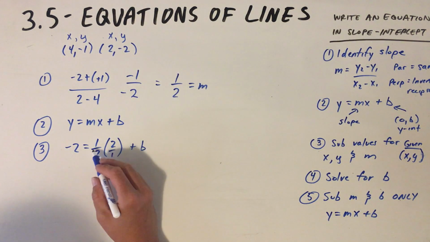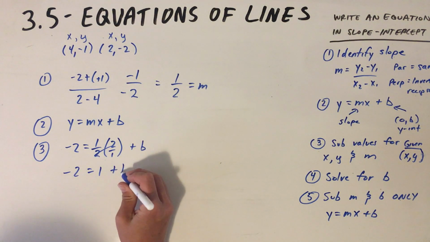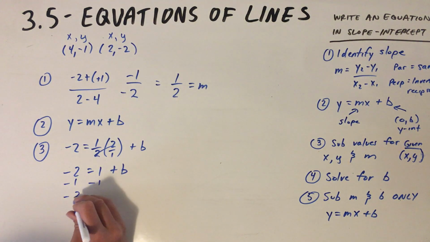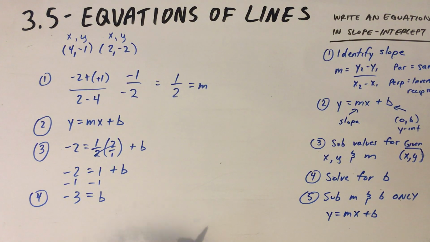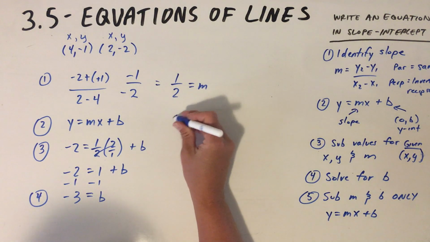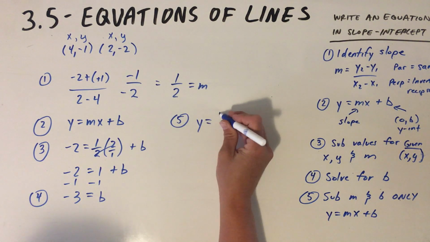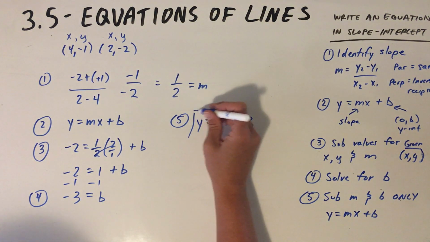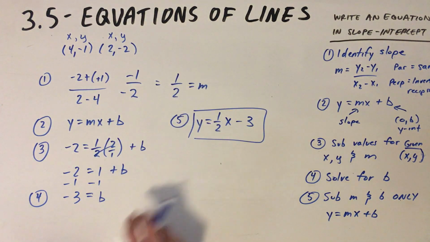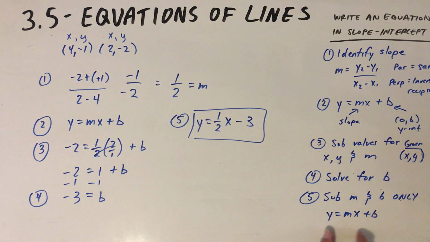So now I'm going to solve for b. Well, 1/2 times 2 is just going to be 1. And to get b by itself, I'm going to subtract 1, so I get that -3 is equal to b. So I've solved for b. Now that I know what b is, I'm going to write the equation of the line. The m value is 1/2, and the b value is -3. So writing the equation of the line that passes through these 2 points, this is how we would do that. In this step, we're only substituting m and b because I need the y and x there as the general form of the equation.